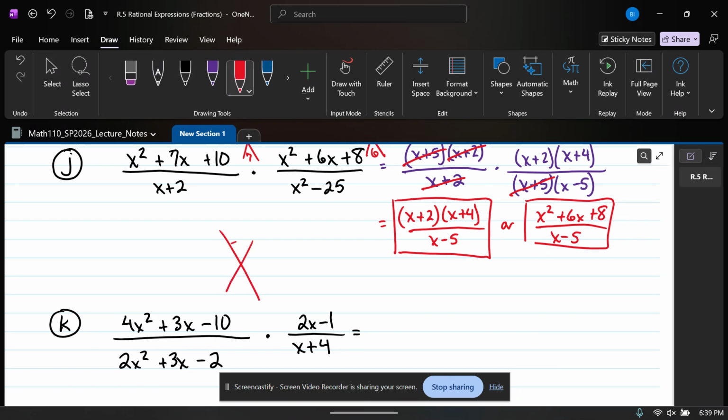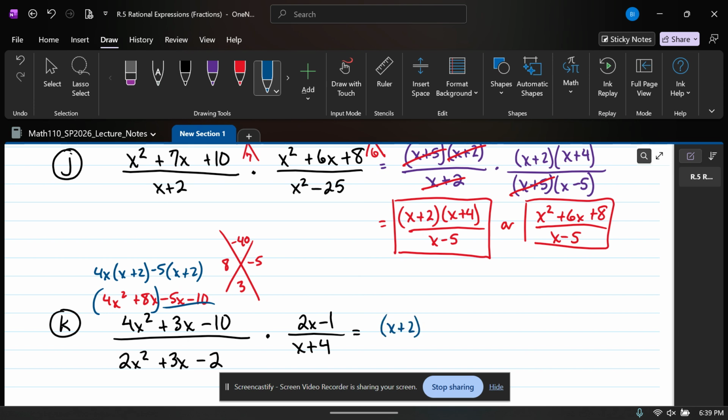All right, see if you can get this factored. Got to have that number in the front of x squared, makes this a little bit more difficult. So multiply to be negative 40, add to be 3. 8 and negative 5. So I've got to do the grouping thing here. 4x plus... x plus 2, negative 5, x plus 2. So my factors are x plus 2 and 4x minus 5. So there's the numerator of the first fraction.